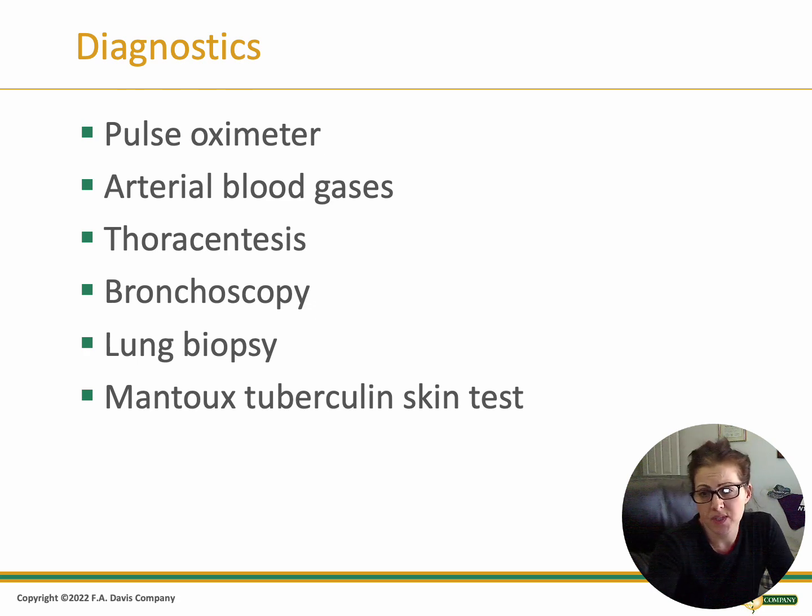Diagnostic tests used to assess the lungs and lung perfusion include pulse oximetry, which is just a simple probe on the finger that assesses oxygenation in the blood. Arterial blood gases are serum lab draws to determine the amount of oxygen versus carbon dioxide in the blood. Thoracentesis is simply removal of fluid from around the lungs to determine if there's an infection.